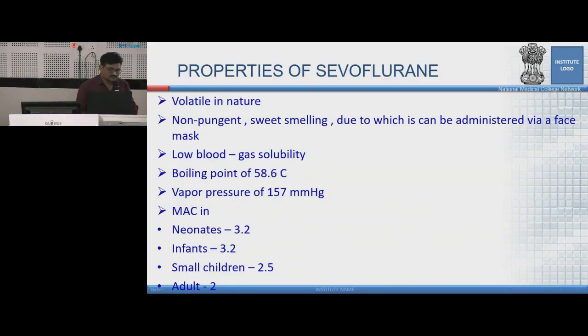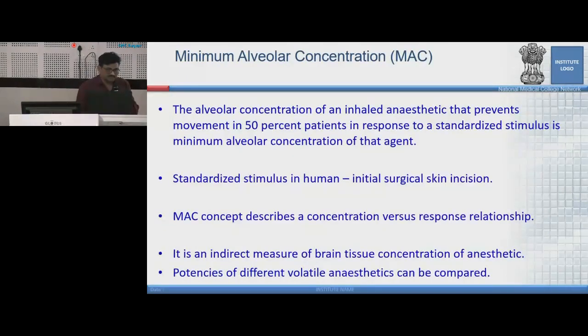It has low blood gas solubility, boiling point around 58.6, vapor pressure 157 mm of mercury, and in neonate it has minimal alveolar concentration 3.2, infant 3.2, small children 2.2, adult equivalent to 2. Then I am covering minimal alveolar concentration.